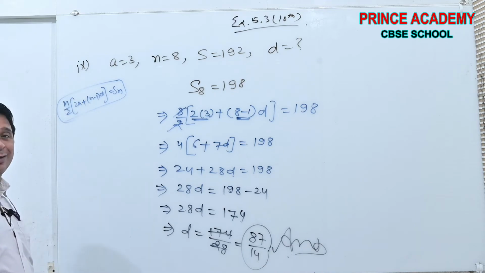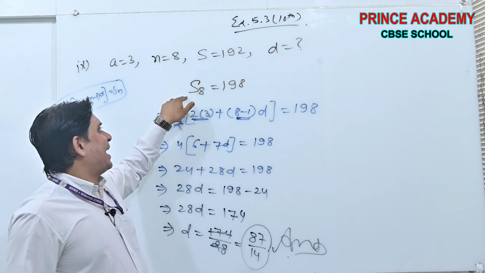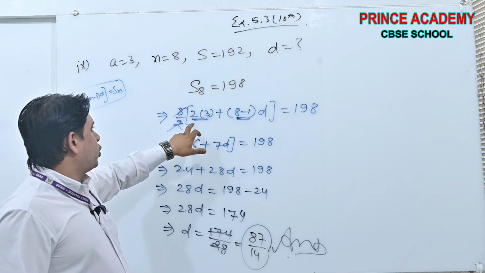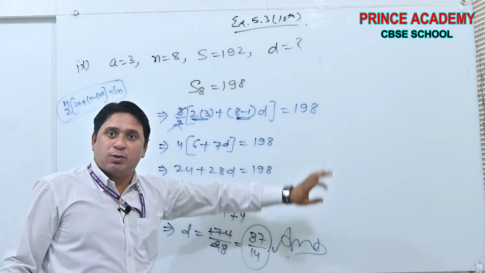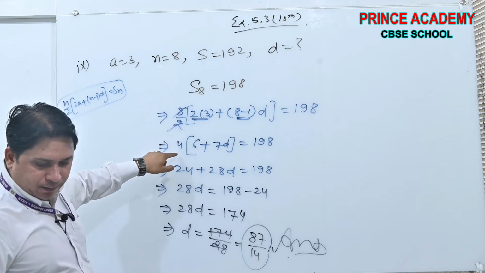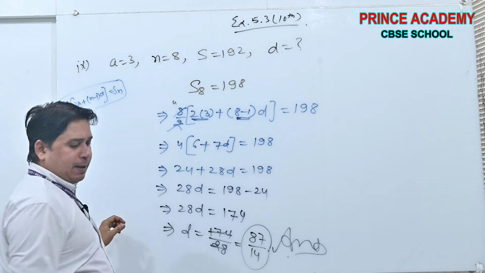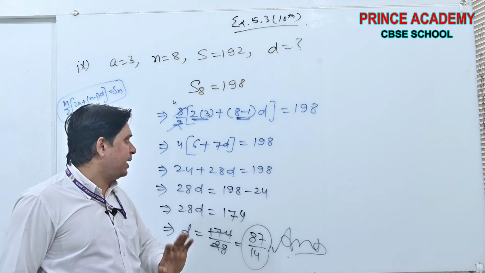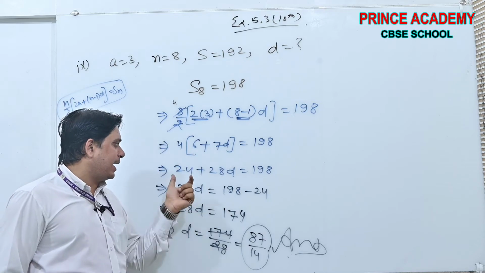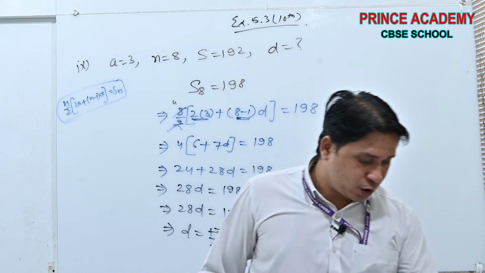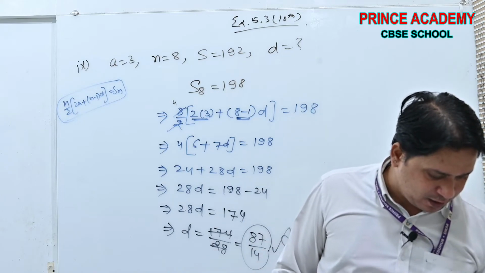See beta, it was such a simple question. S8 was 198. N by 2, 2A plus N minus 1 into D is 198. 4 will cancel 8, you can write 4 here. 6 plus 7D is equal to 198. Multiply 4 inside this and then you find D, and D was asked. Question number 1 part 9 we have done.